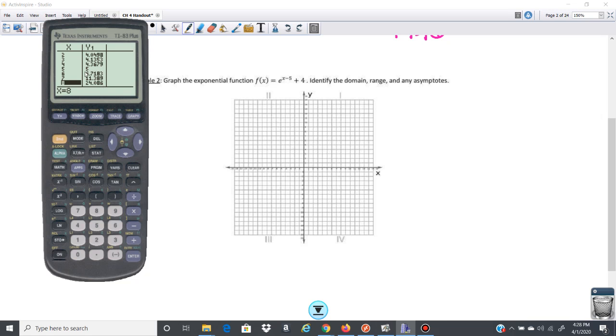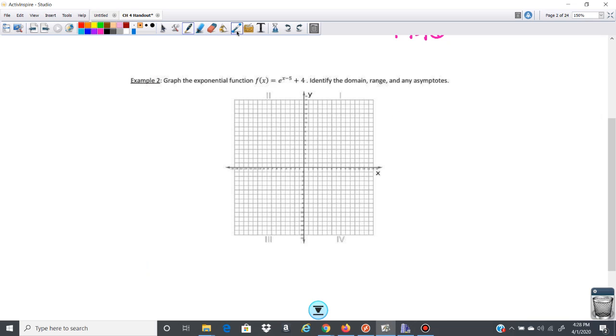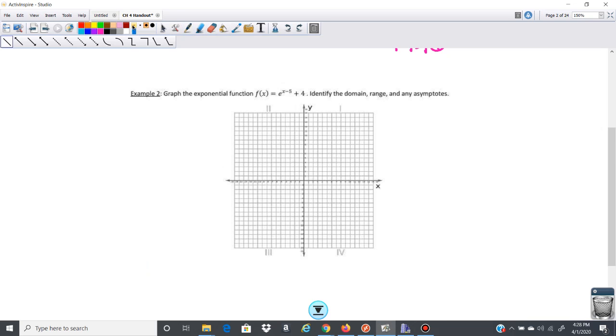And then these aren't going to be exact points here. So we just want to get a kind of picture of the graph here. Let's see. If I draw my asymptote in first, let me go ahead and do that. So at 4, 1, 2, 3, 4. Okay, so there's my asymptote, and then let's draw this graph.